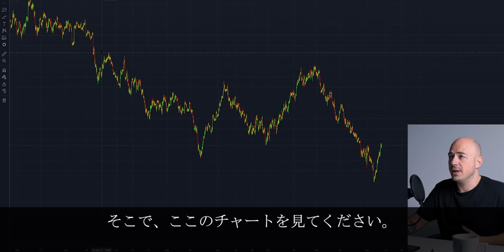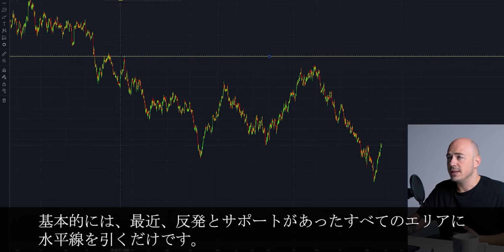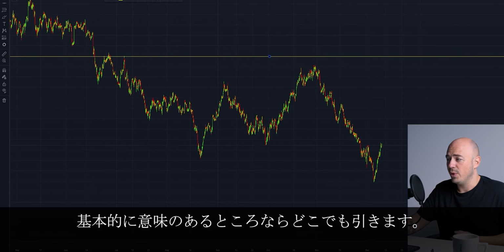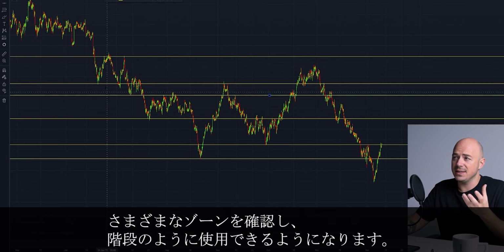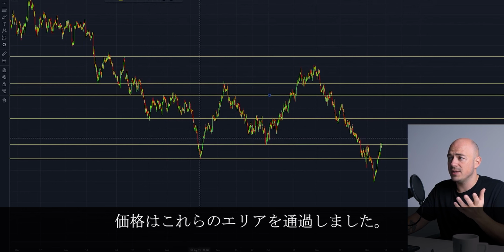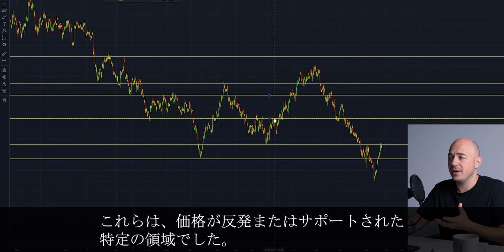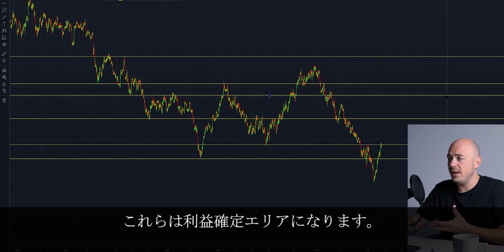So looking at the chart here, basically you're just going to draw a horizontal line across every single area that recently had some rejections and support, basically anywhere that there's a point. Just by having these few lines up on your chart, you're going to be able to see these different zones and use them as ladders. So as the price went through these areas, these were specific areas where the price rejected and or held support.